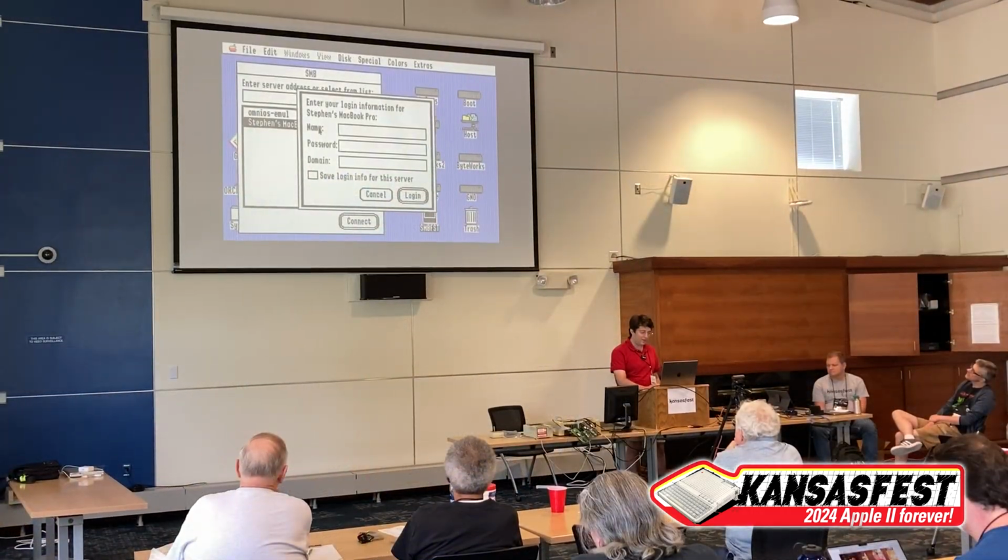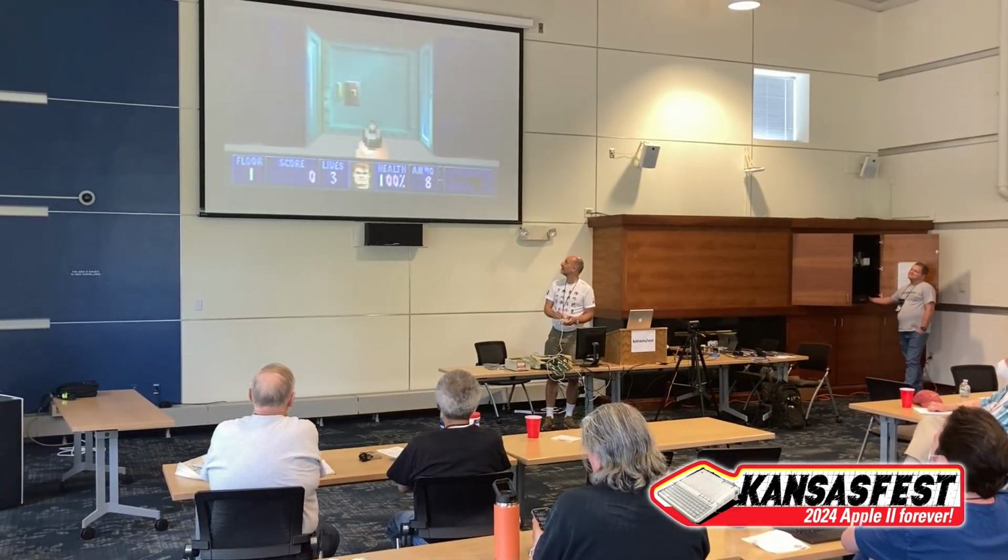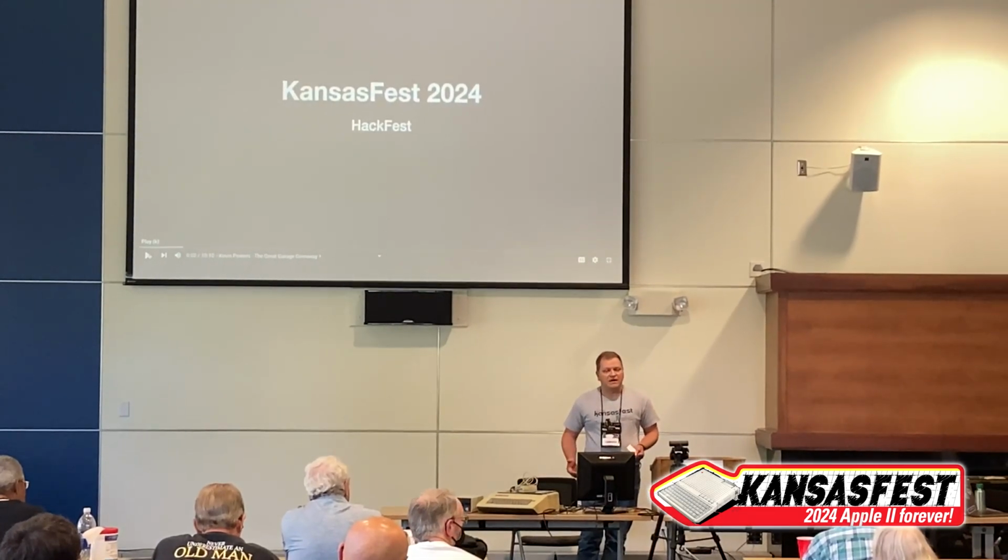After lunch, Stephen gave a talk about SMB networking on the Apple IIgs, and then one final talk about using the ESP32 on a soft card to play Wolfenstein on your Apple II.